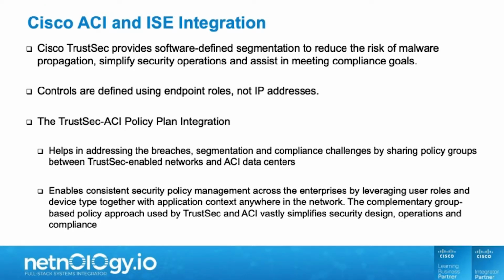Cisco TrustSec provides software-defined segmentation to reduce the risk of malware propagation, simplify security operations, and assist in meeting compliance goals. Controls are defined using endpoint roles, not IP addresses. The TrustSec ACI policy plane integration helps in addressing the breaches, segmentation, and compliance challenges by sharing policy groups between TrustSec-enabled networks and ACI data centers.